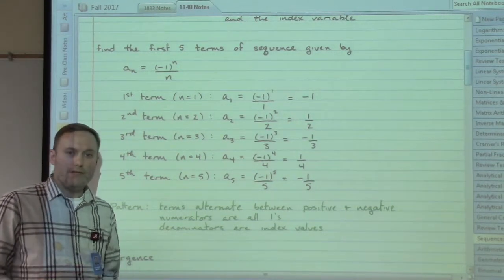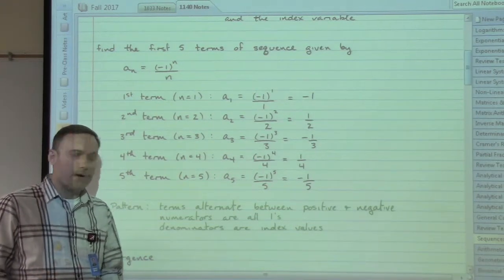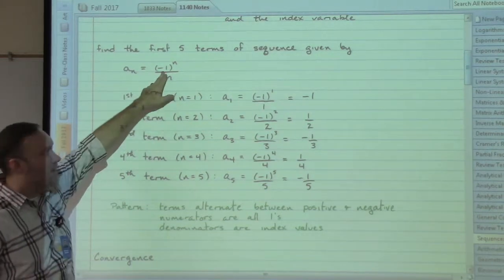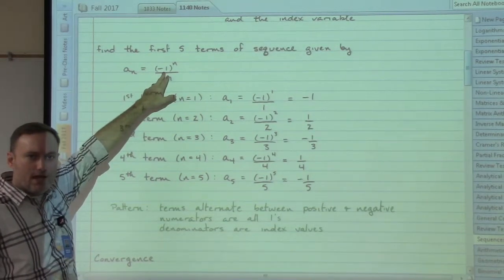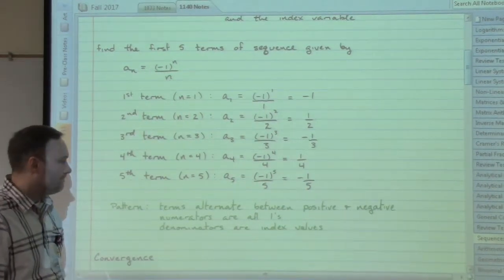If we had just been given a list of terms and we were asked to try to come up with some sort of formula to represent that, when we have terms that alternate between positive and negative, that's going to refer back to something like this, a negative 1 raised to a power. It may or may not be a power of n.